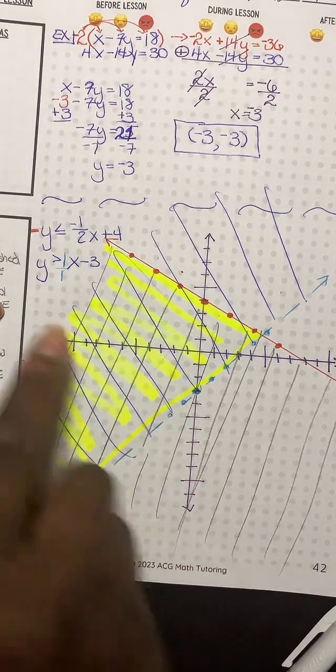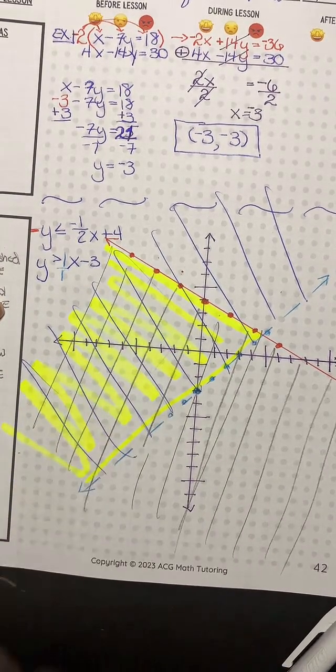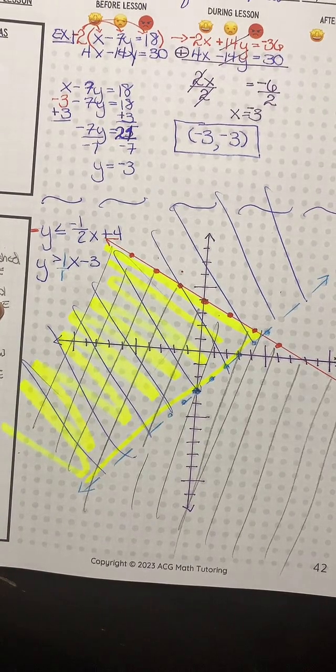All right? So where it overlaps, that's where your solution is. Okay? That's where your solution is.